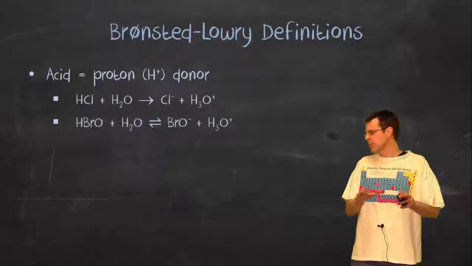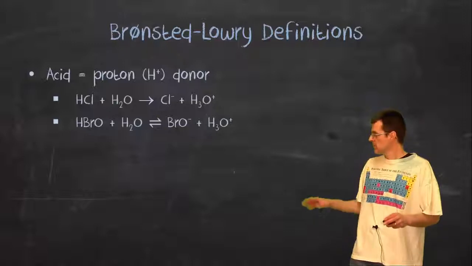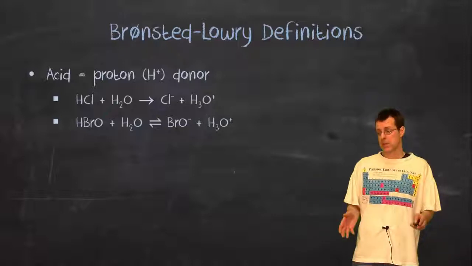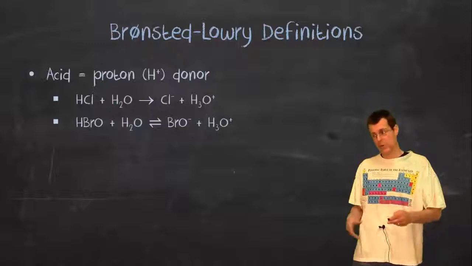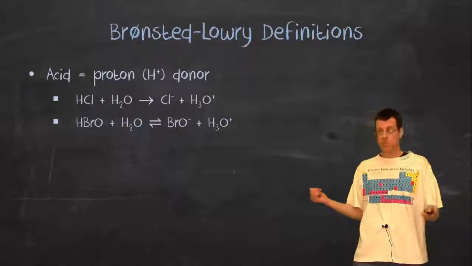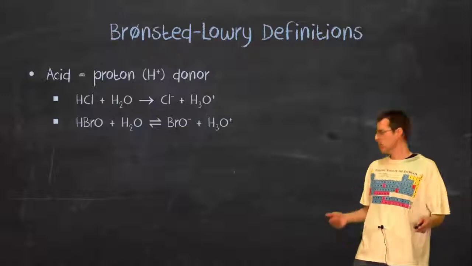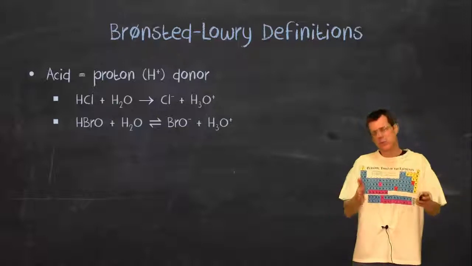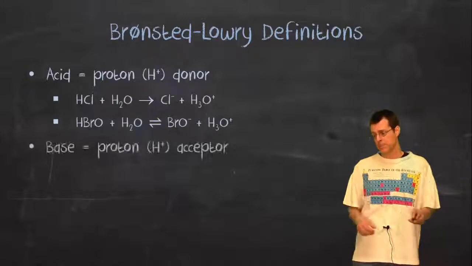And if I look at a different acid, and you'll notice I've got the equilibrium arrows, and we'll talk about that later. So I have this acid, and I donate the proton from the acid to the water, and I end up with a conjugate base and hydronium. But I donate the proton from the acid to the water.